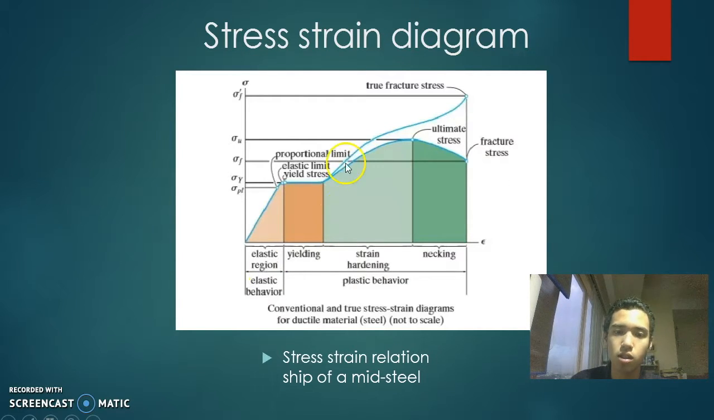Here we have the stress-strain diagram of a mild steel. Notice that in the graph, there is a split of the true fracture stress and the fracture stress. In the fracture stress, the area throughout the entire graph is the same, whereas in the true fracture stress, the area changes starting from the strain hardening to necking. This is due to the necking, where the area changes in real life application.